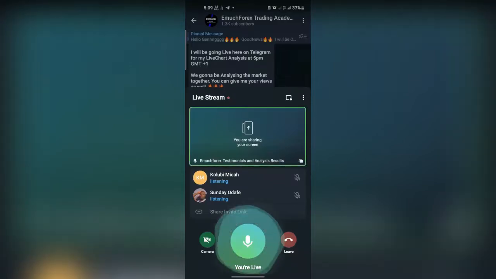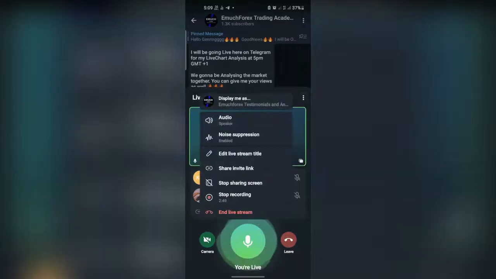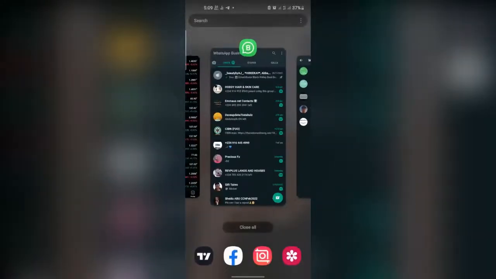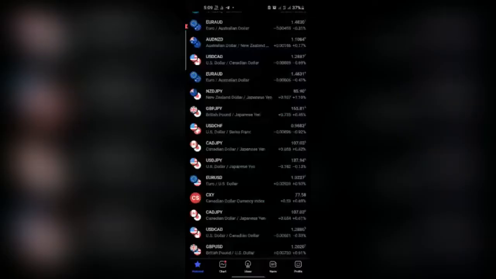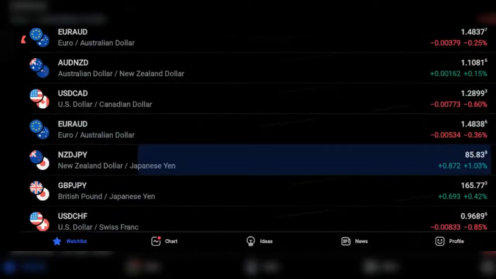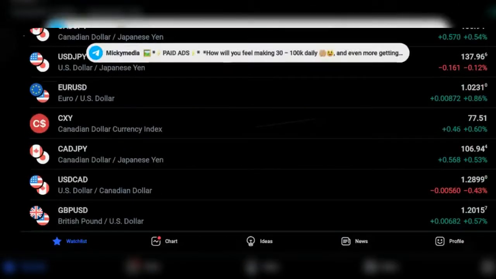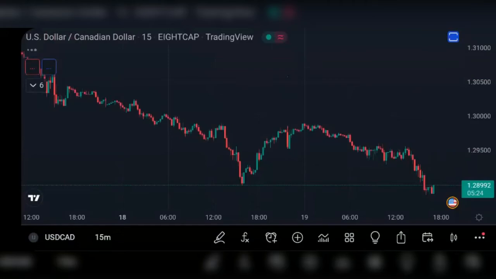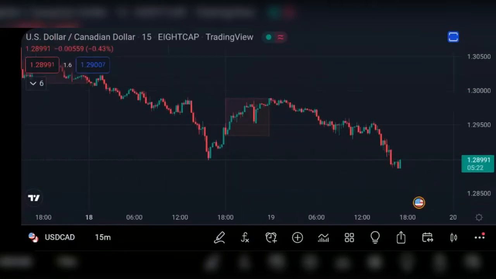Okay, let me see some settings here. Let's continue. The pair that we'll be looking at today will be USD CAD and GBPUSD. Hope you guys can see the screen.